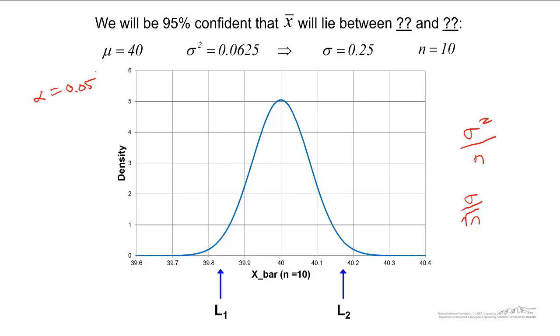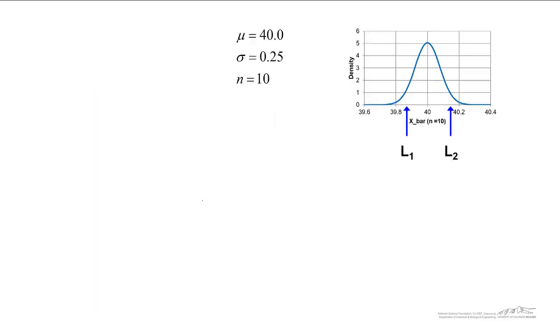We're trying to find these lower and upper limits, L1 and L2, such that 95% of the population lies between them. If we take our alpha, our risk level of 0.05, and we subdivide it into the two tails, each tail will contain alpha over 2 of the population. So again, our goal is to find numerical values for L1 and L2.